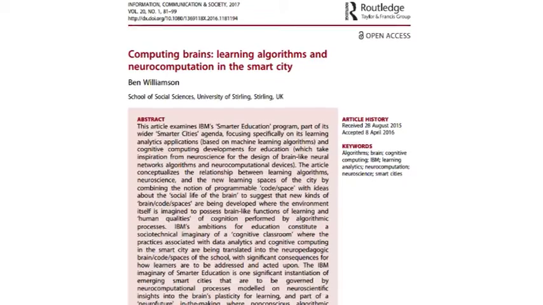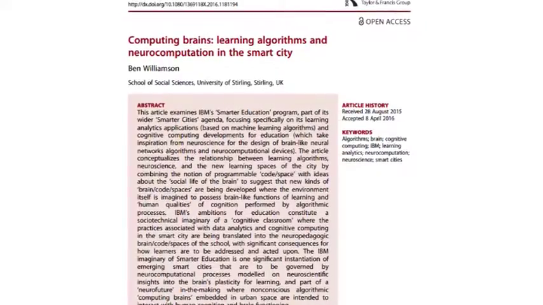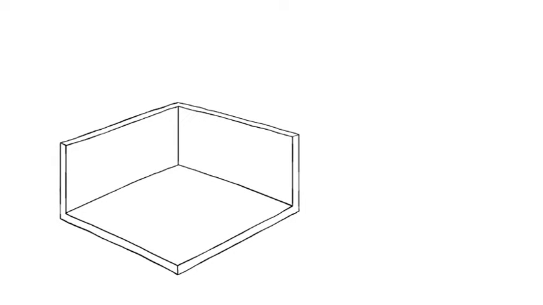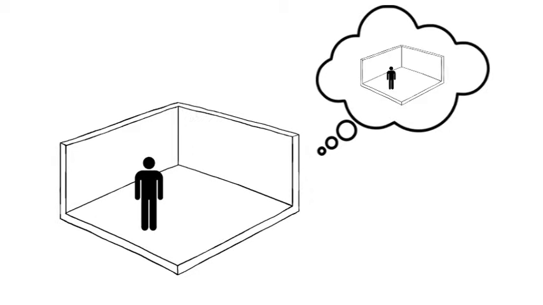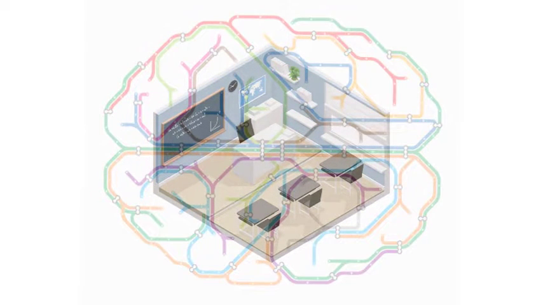I now want to talk about computing brains. This study explores how learning algorithms can be applied to the smart city. These algorithms incorporate both machine learning and what is called cognitive computing. The overall idea is that certain spaces around the city would be built to learn and adapt to the inhabitants. These algorithms intend to interact with the human brain in order to augment our own abilities as humans. This study uses the example of a smart classroom, a place in which the space itself learns and adapts to the needs of the students.